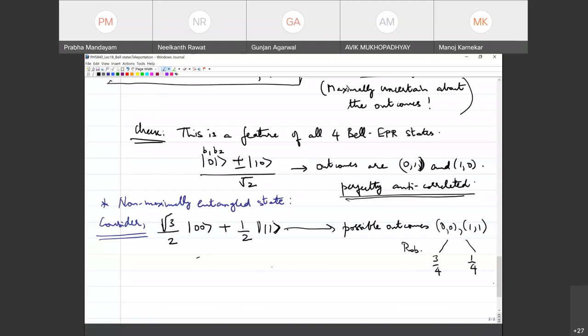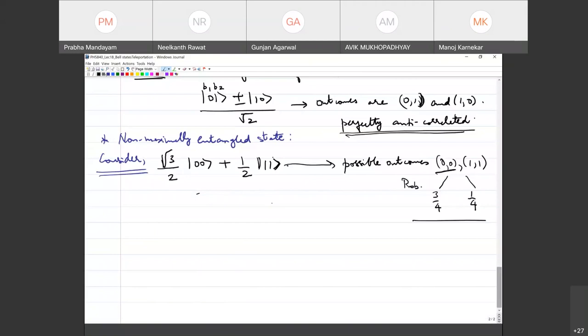So now you see this is a less uncertain probability distribution. You are more biased towards the 0-0 outcome; you're more likely to get the 0-0 outcome than the 1-1 outcome. This is a situation where there is still correlation between the two qubits, but the amount of correlation is lesser, in the sense that there is more of a tendency toward the 0-0 outcome than the 1-1 outcome. Both outcomes are not equally likely. So this is a signature of being non-maximally entangled. And finally, before I get into teleportation, I want to give you one more example.